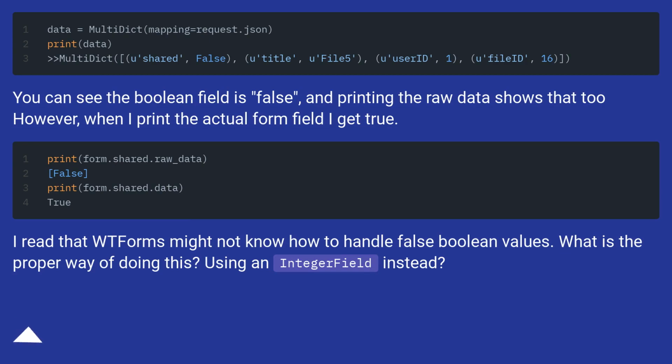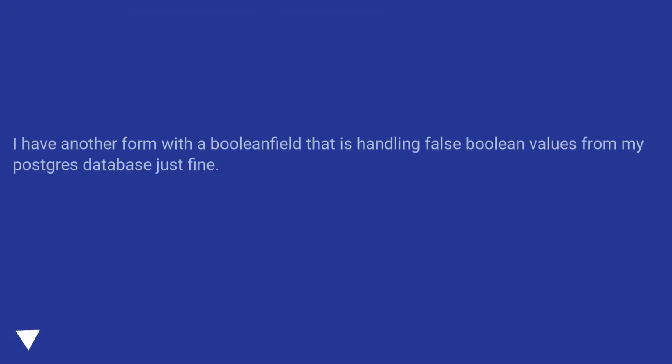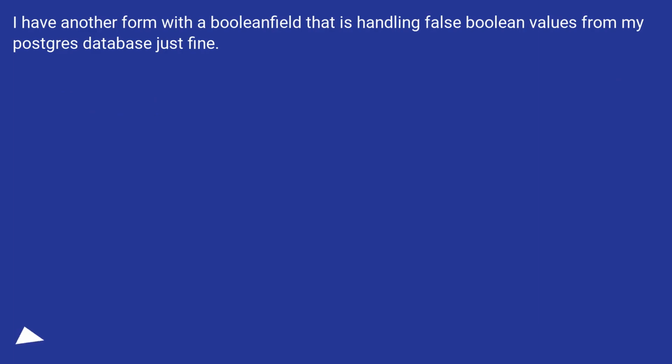I read that WTForms might not know how to handle false Boolean values. What is the proper way of doing this? Using an integer field instead? I have another form with a Boolean field that is handling false Boolean values from my Postgres database just fine.